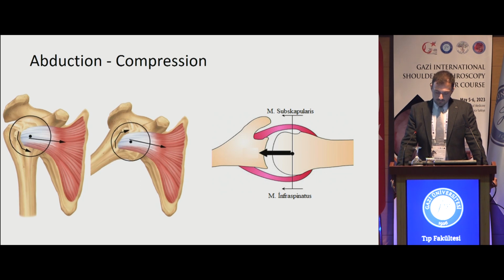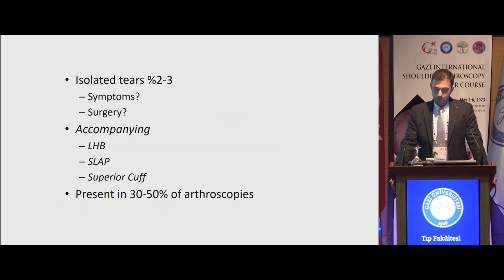It also creates a double-sided compression force with the contracting infraspinatus and teres minor muscles. It aids the anterior stability of the glenohumeral joint as well. It's one of the dynamic stabilizers of the joint. Isolated tears are quite rare in our clinic. We don't usually come across isolated tears of the subscapularis.